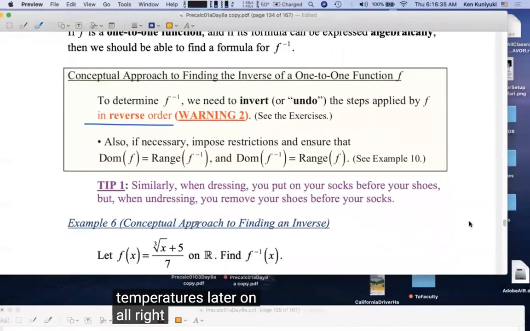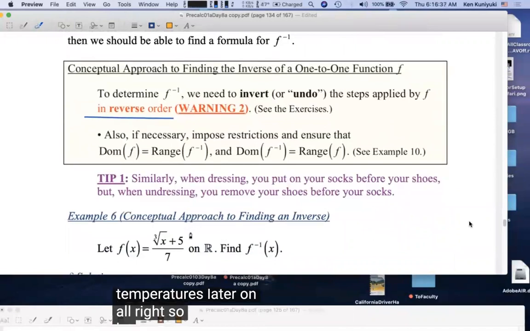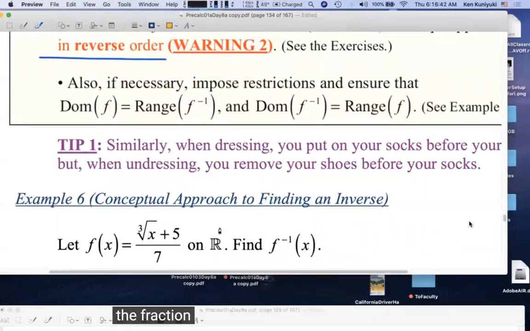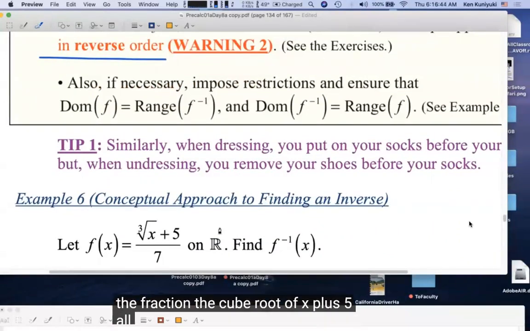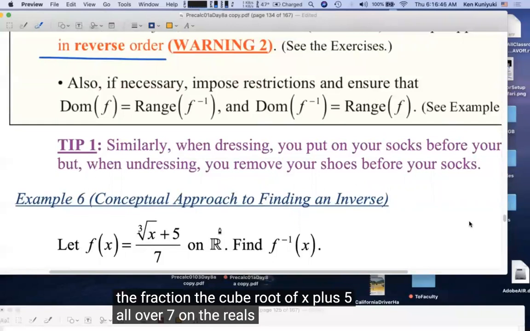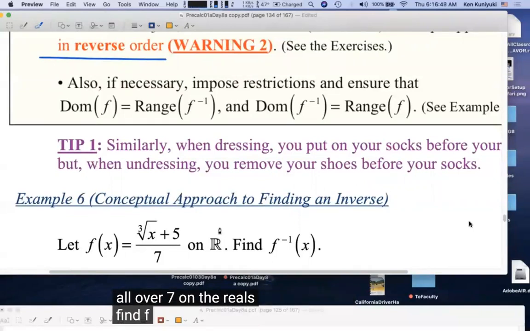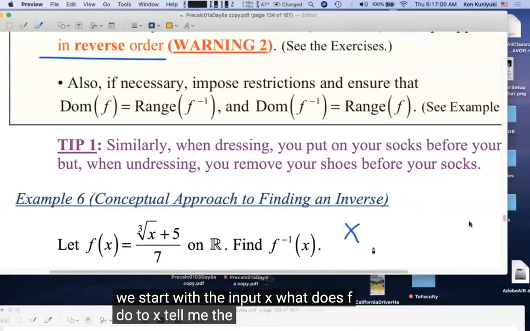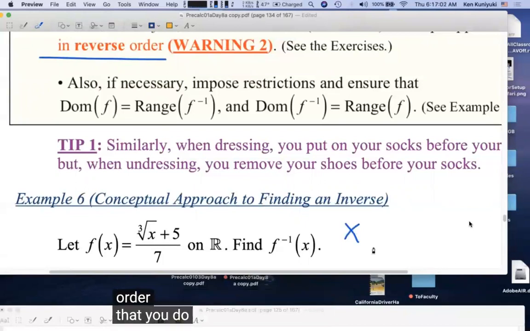All right. So let f of x equal the fraction, the cube root of x plus 5 all over 7 on the reals. Find f inverse of x. Okay, so we start with the input x. What does f do to x? Tell me the 3 things in order that you do to x and then the resulting outputs.